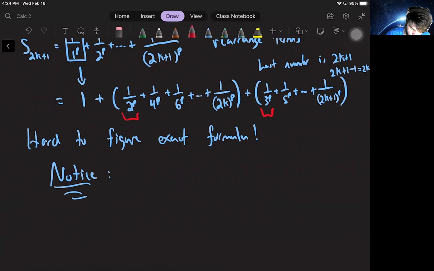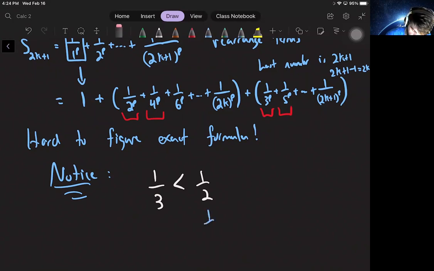So for example, what's bigger, a third or a half? A half, right? And then let's compare the next two. So what about a fourth and a fifth? Which one's bigger there? 1 over 4 is bigger, right?